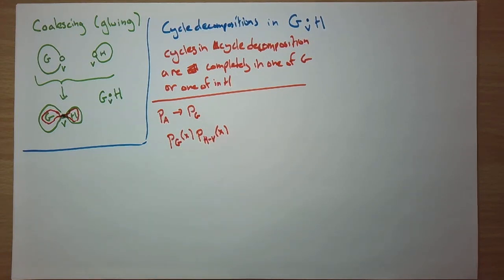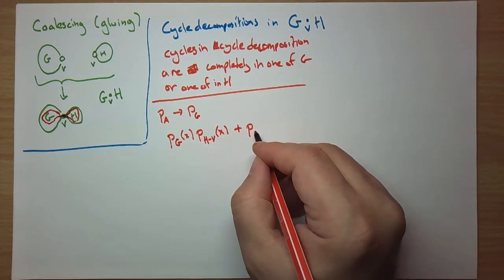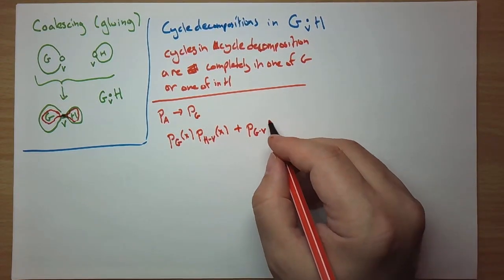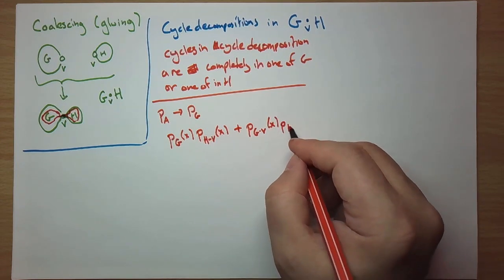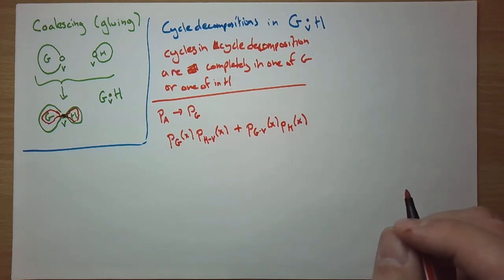All right, does that capture everything? You need to do P of G minus V times P of H. Okay, so there's a suggestion we need to also include P of G minus V of X times P of H of X. All right. Subtract the H minus V and G minus V. Okay, and now we're going to get more complicated.